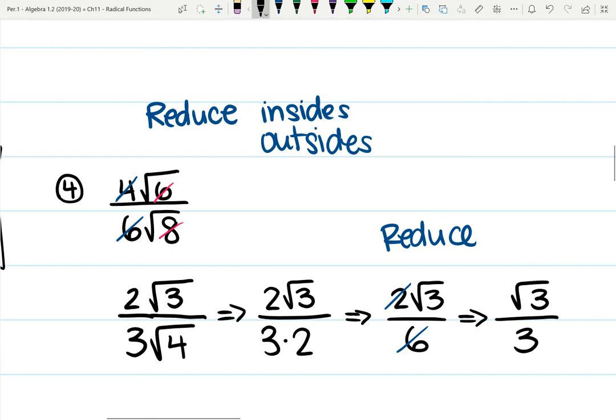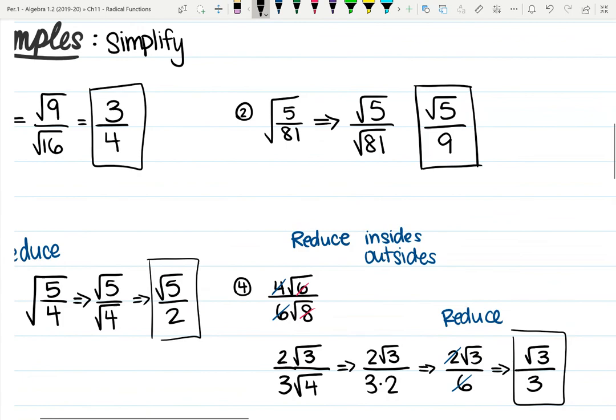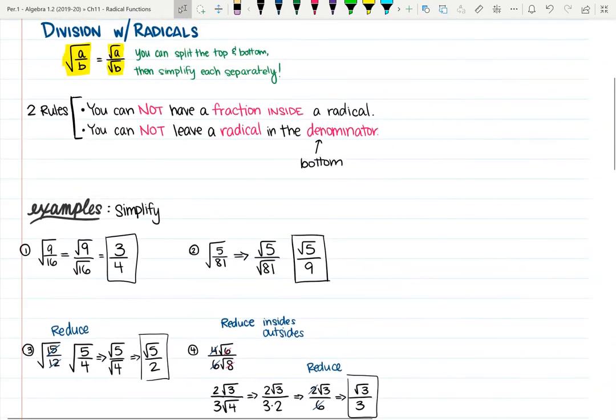As you guys know, 1s out in front don't really mean much. You can not have them there. You can turn them invisible. And that's it. This is as far as I can go. Again, no radical in the denominator and no fractions inside a radical. I cannot reduce these any further because, again, one's inside the radical, one's outside. And there you go. That's as simplified as it gets. So this is the first part of today's lesson. We are dividing radicals. We can split them up top and bottom, and then you're just looking to simplify from there.